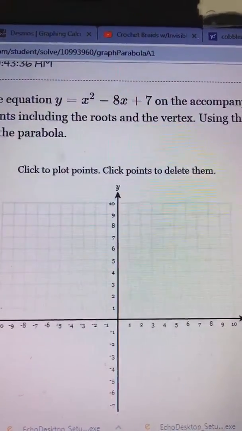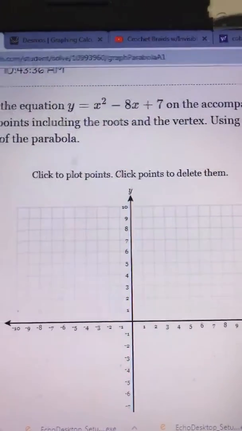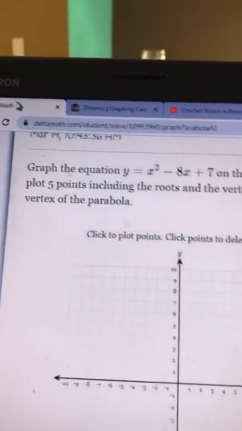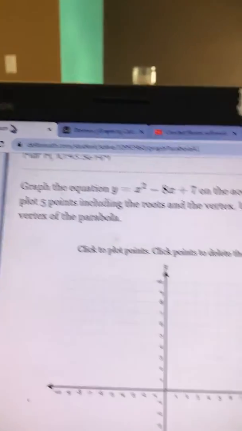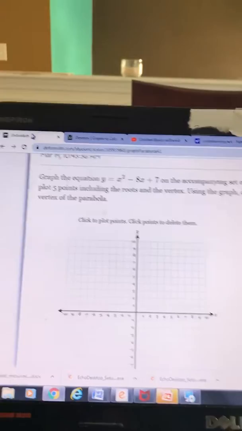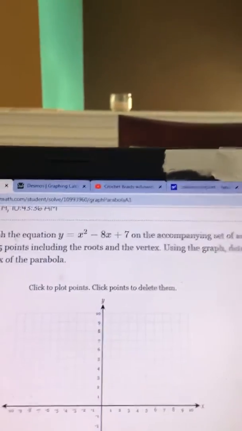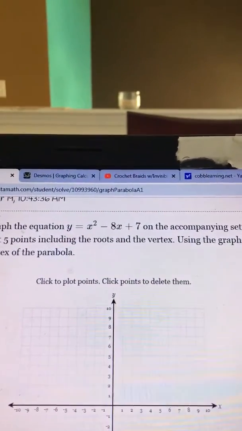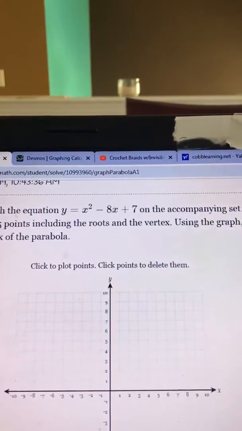I'm looking at another problem here in Desmos, actually in Delta Math. All right, we're going to look at this one together. This is a very interesting problem. I'm going to take my camera out just a tad bit. It is y equals x squared minus 8x plus 7.